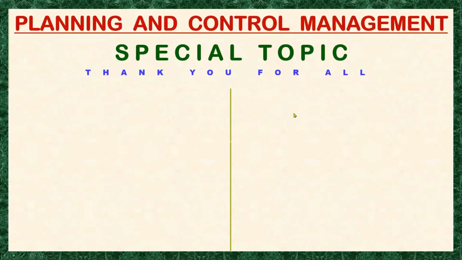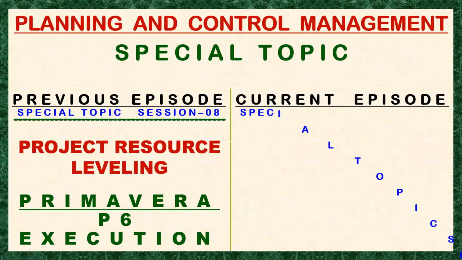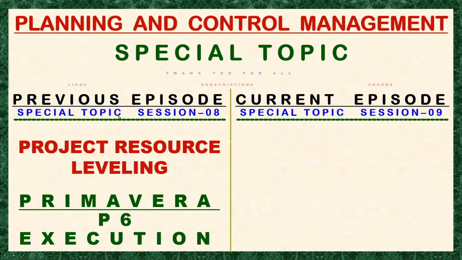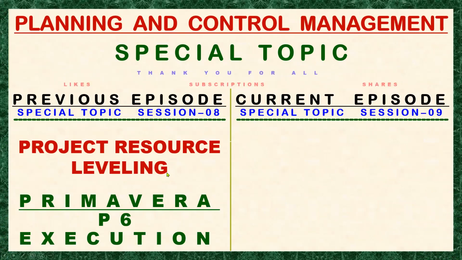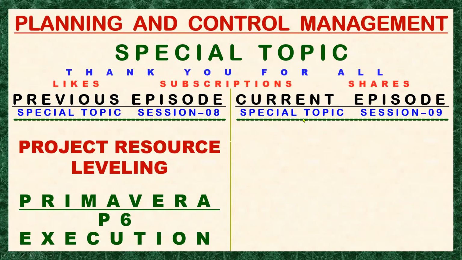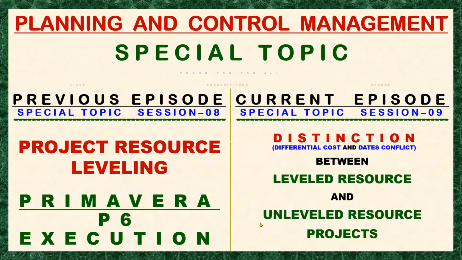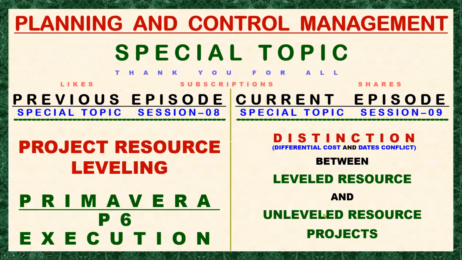Planning and control management, special topic. First of all, I would like to thank you for all the subscriptions, likes and shares. Our previous episode was special topic session 8, about project resource leveling in Primavera P6 execution. And our current episode is special topic session 9, about the distinction on differential cost and dates conflict between a labeled resource and unlabeled resource projects.